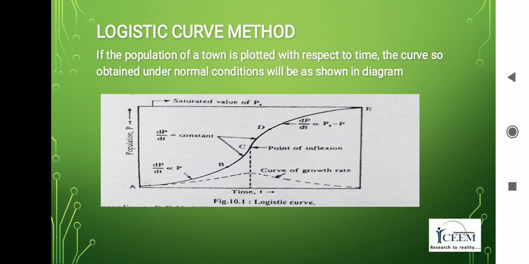The accurate methods of population forecasting are the arithmetical and geometrical methods. These are the three methods compared to the logistic curve method.